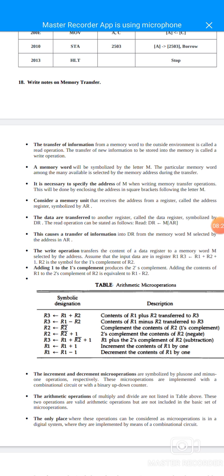Consider a memory unit that receives the address from a register called the address register, symbolized by AR.